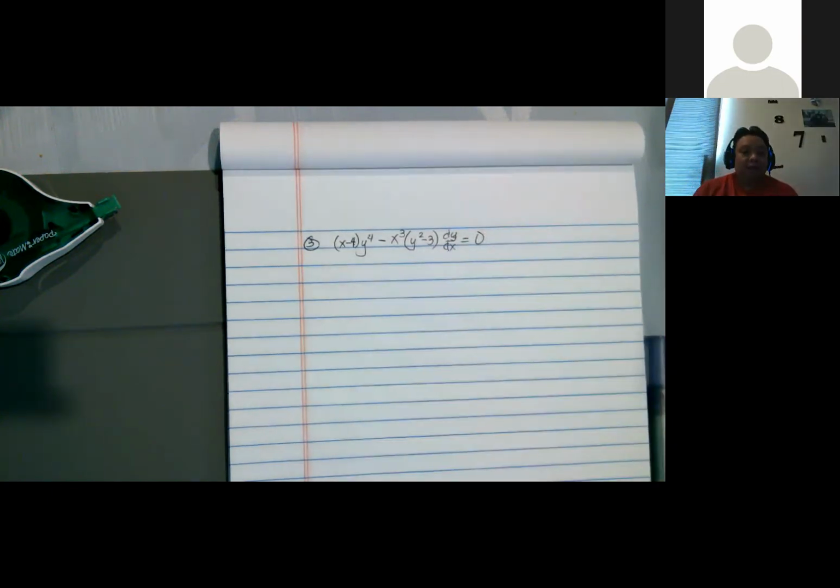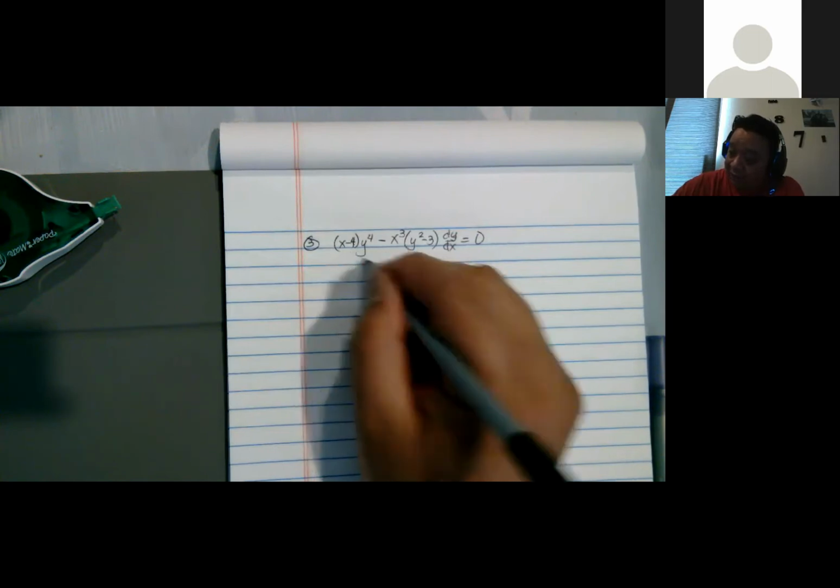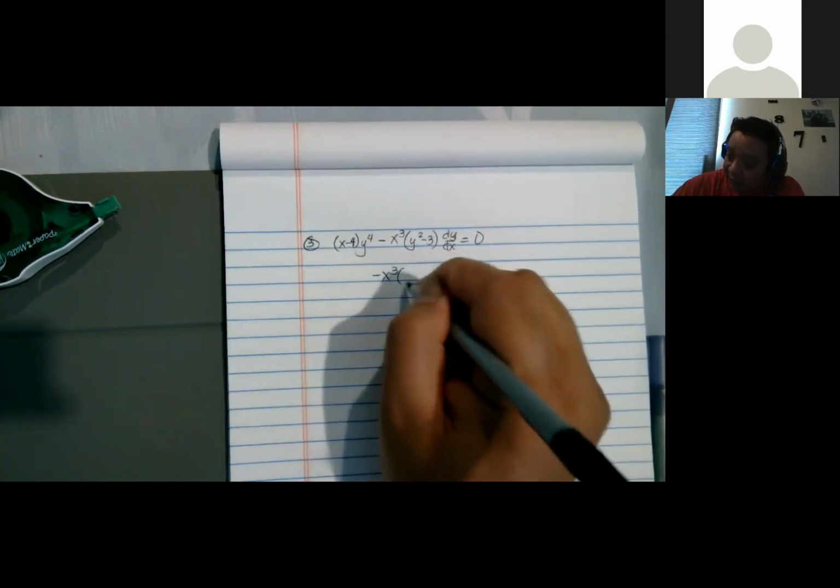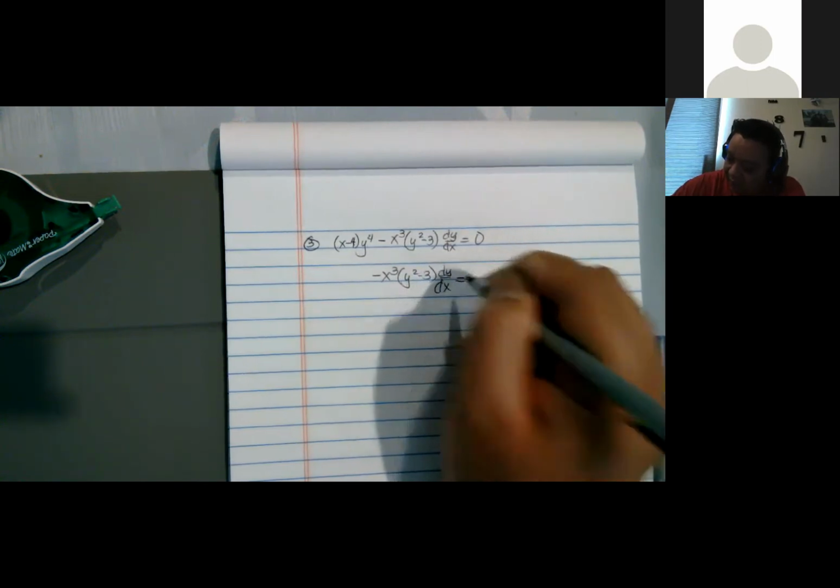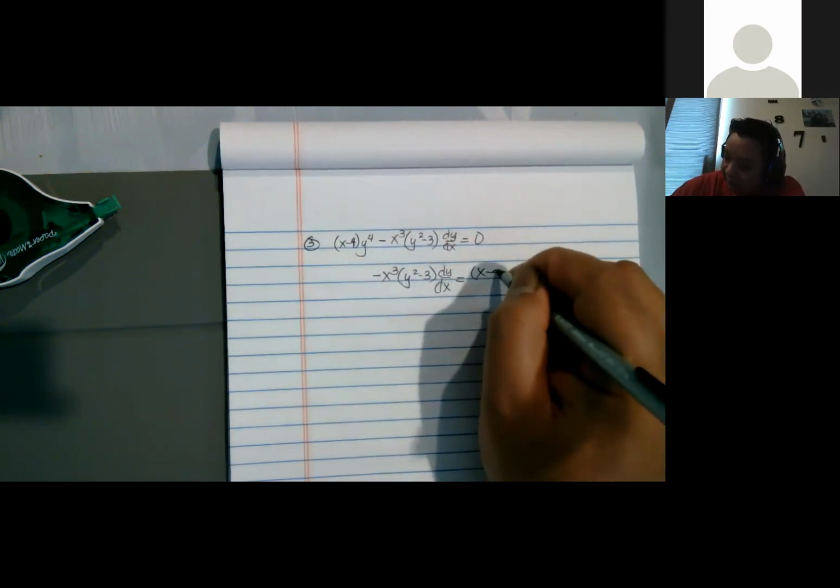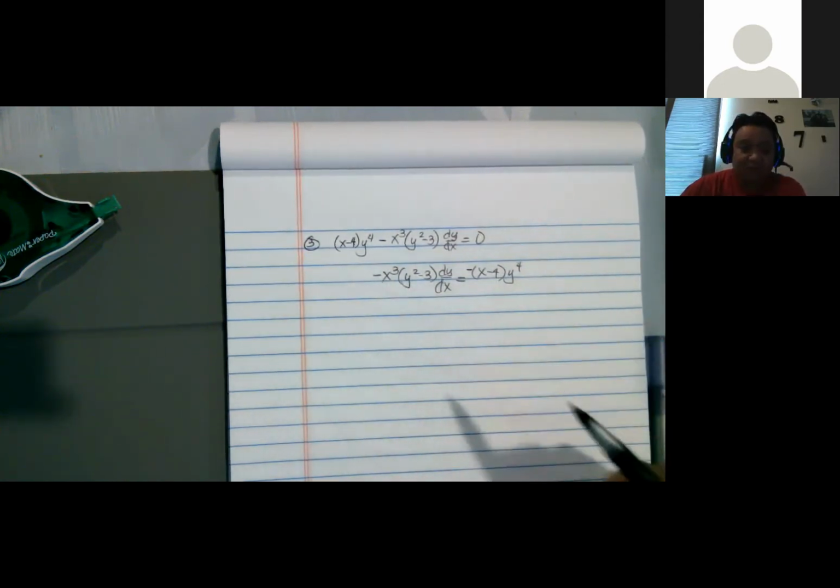Okay. So when you're doing this on your homework and on your test, before determining if the equation is separable or not, the first thing you want to do is solve for dy/dx, right? So get dy/dx by itself on one side. So you have to move this one over, so you get negative x³(y² - 3) dy/dx is equal to the negative of (x - 4)y⁴, because you move it to the other side.